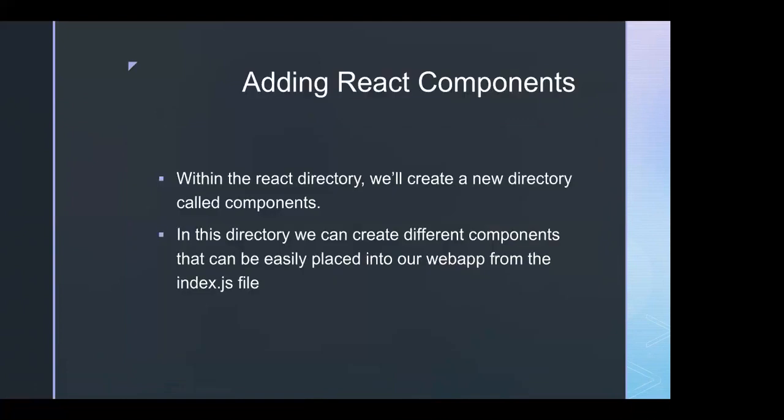And now we're going to add some React components so we don't just have some random div, because why use React to add a div? Within the React directory, we're going to create a new directory called components, and here we can create different components that can be easily placed into our web app from the index.js file. You don't need to create a new directory for this. I just find it easier to see. You can organize this however you want.